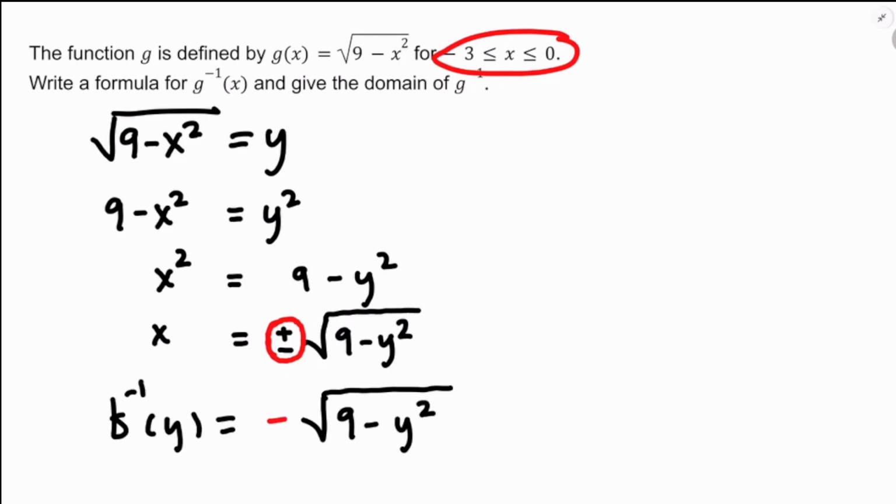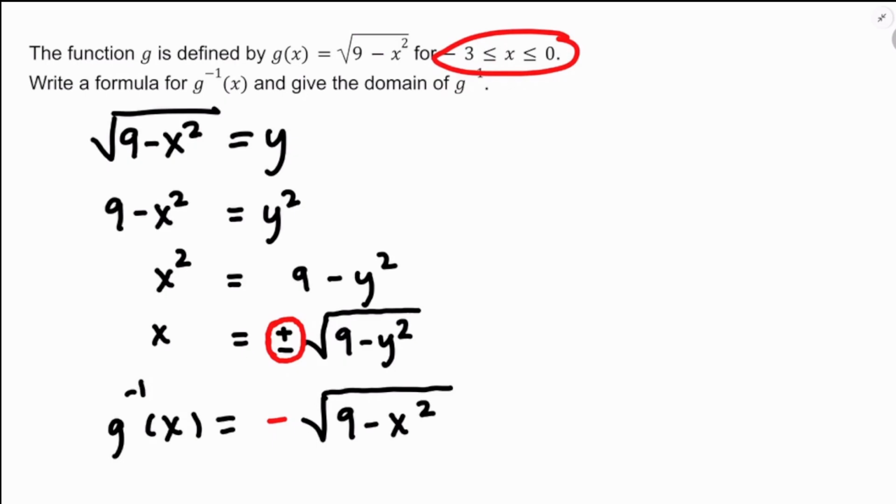Right, so I can say, okay, g inverse of y equals the negative square root of 9 minus y squared. So I could change out and substitute with x and say g inverse of x. Oh, whoops, I guess I meant to say g. Make that change. That's equal to this negative square root of 9 minus x squared.